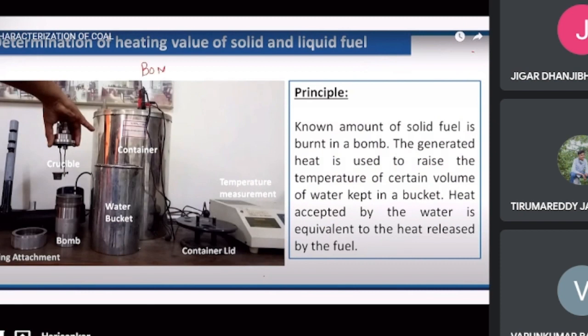Yeah, and so this is the bomb calorimeter.